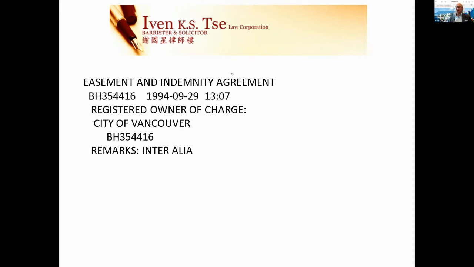Now, an easement indemnity agreement looks like this. Easement and indemnity means that if you did something or didn't allow something to happen, you have to compensate someone for it. So it's financial, but also not in a sense financial, because it's not a set amount of money that's owed, but there are some consequences to it. Is it a hybrid, a financial and non-financial charge? Well, the registered owner is the City of Vancouver. If in doubt, include it in and don't leave it out.